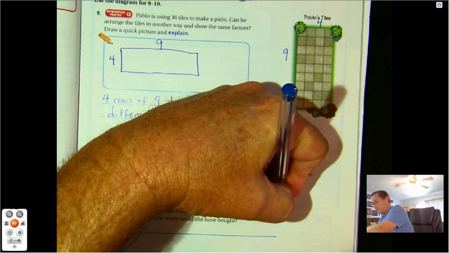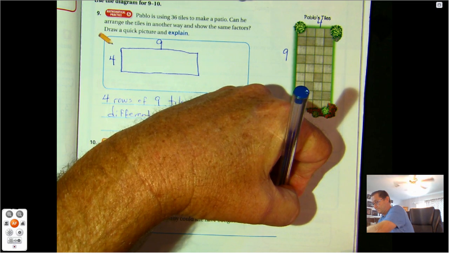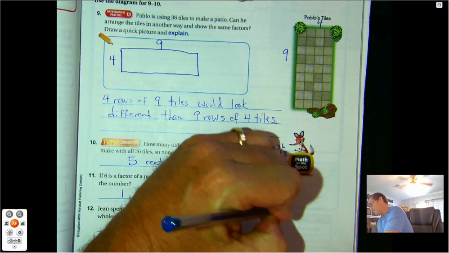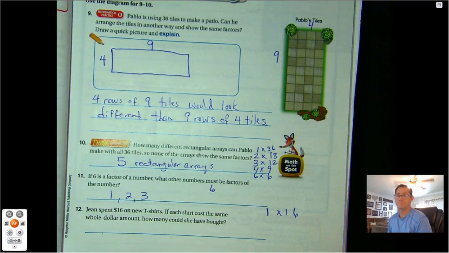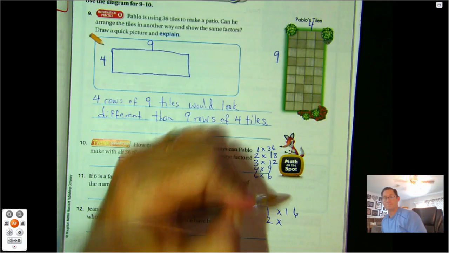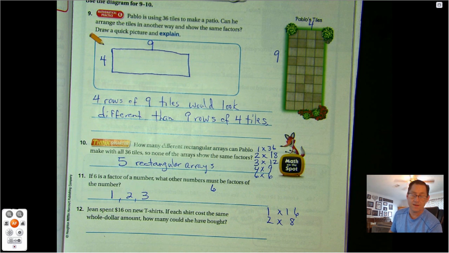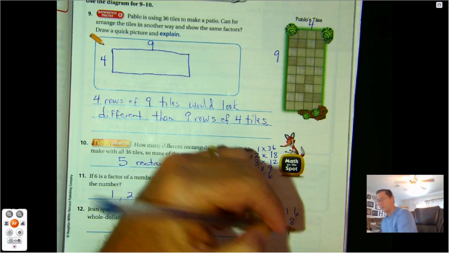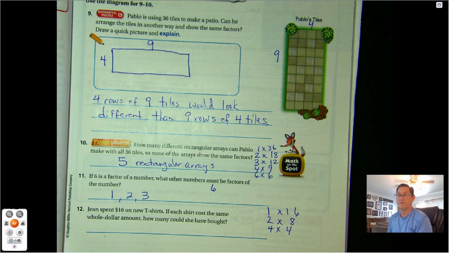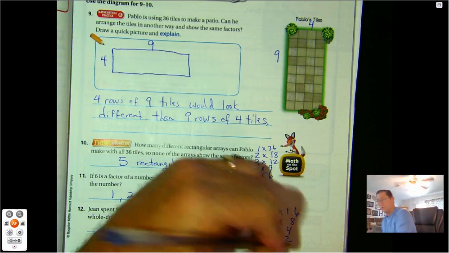She could have bought one shirt that cost $16. She could have bought 2 shirts that cost $8. She could not have bought 3. 3, 6, 9, 12, 15. We don't say 16. 4. She could have bought 4 shirts that cost $4 each. 5, she couldn't have. 5, 10, 15, 20. 6, 12, 18. No, she couldn't have bought 6 shirts. 8 shirts. She could have bought 8 shirts that cost $2. And she could have bought 16 shirts that cost $1.